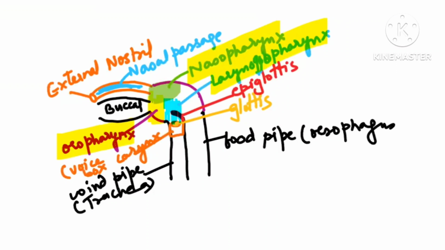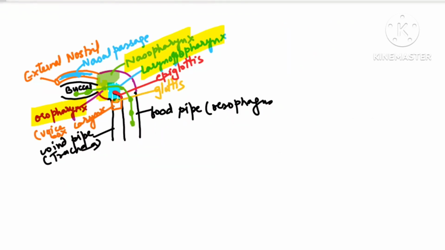Now you see the diagram very carefully. Suppose this is the food bolus. When you are pushing the bolus into the food pipe, this epiglottis will close the glottis so that the food can be pushed into the food pipe. But when you are inhaling the air, I'm using blue color. The air from the nasal passage will come into the nasal chamber. From nasopharynx, it will come into the laryngopharynx, and from glottis, it will enter into the trachea.